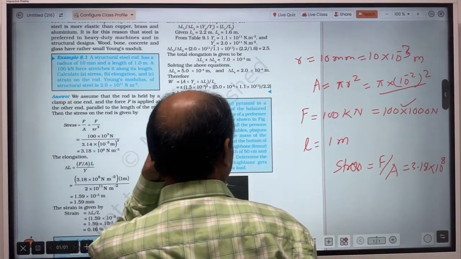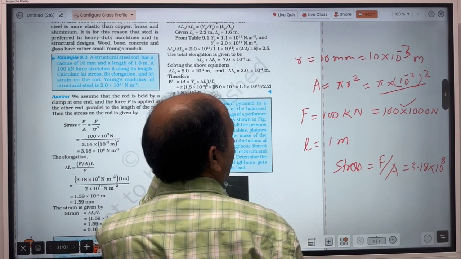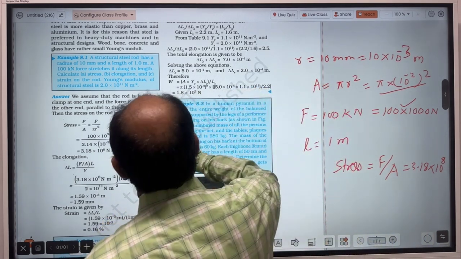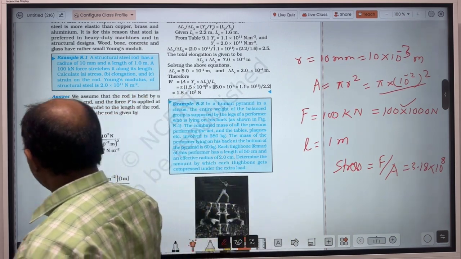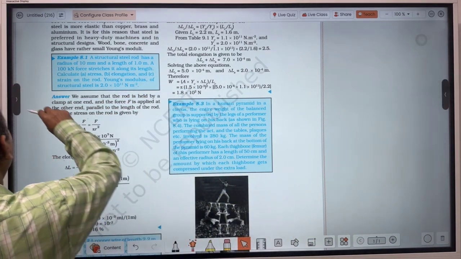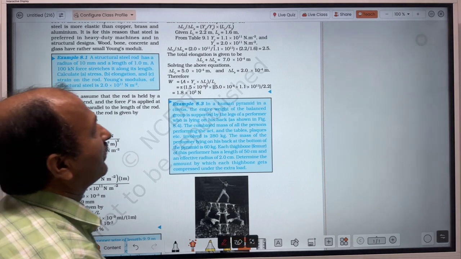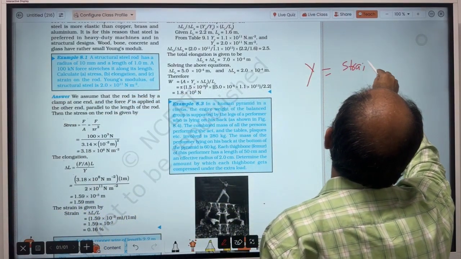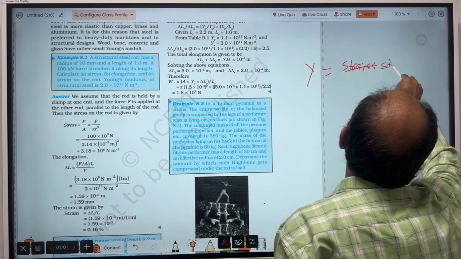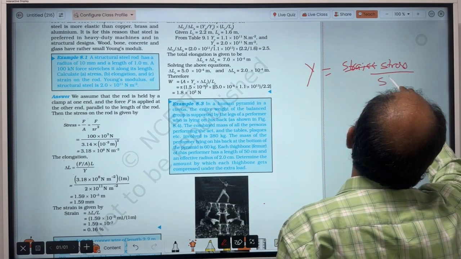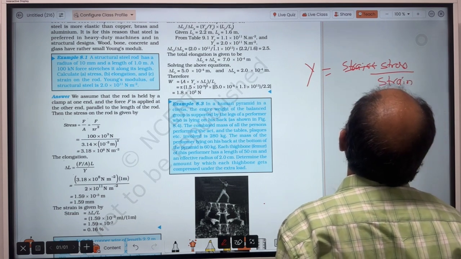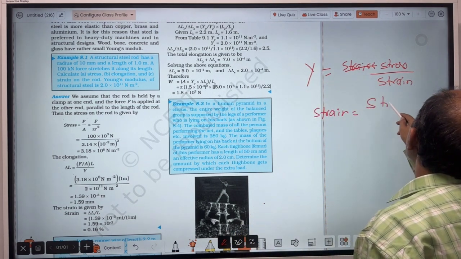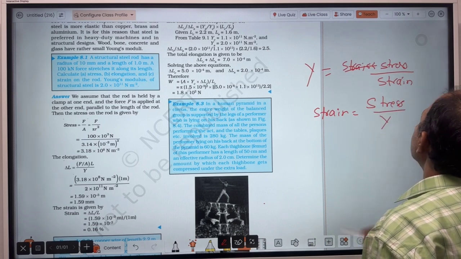Then we need the strain. Strain is simple: change in length divided by original length. Here, change in length is not given. Then what option is left? We have another option. We can apply the formula of Young's modulus. So Y equal to stress divided by strain. Our concern is to get strain, so strain equal to stress divided by Young's modulus.